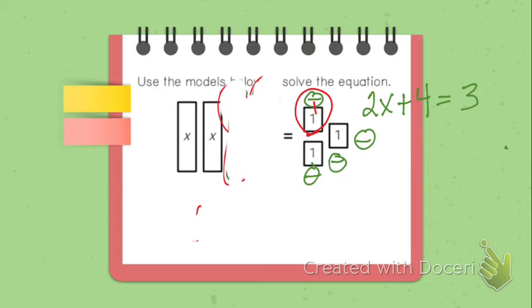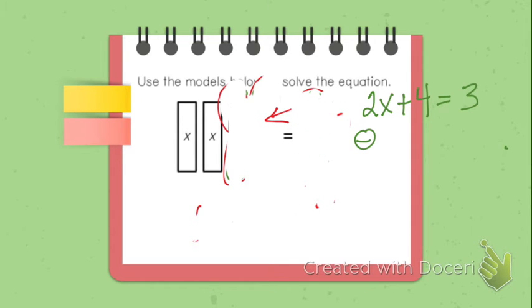So positive 1 and negative 1 here, they go away. Positive 1 and negative 1, they go away. Positive 1 and negative 1, they go away. What am I left with? I'm left with that last little negative 1 all by itself. Right? I'm left with just this lonely little negative 1 right here. So I'm left with 2x equals negative 1.